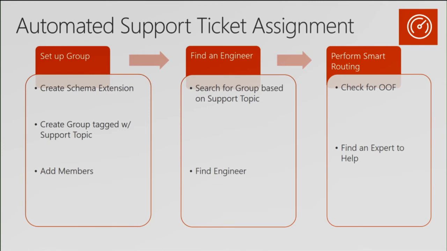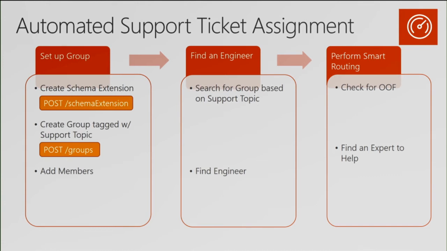So we're going to create a schema extension where we're going to store these support topics on each group. Then we're going to create a group for the engineers, and we're going to tag it with the support topic. So now the support topic attribute is a first-class attribute of the group object that I just created. So when I do my graph queries, I can get that support topic. I don't have to store it locally in my app.